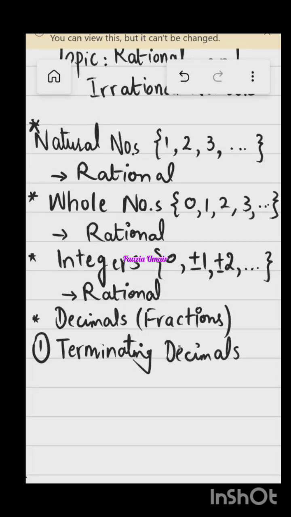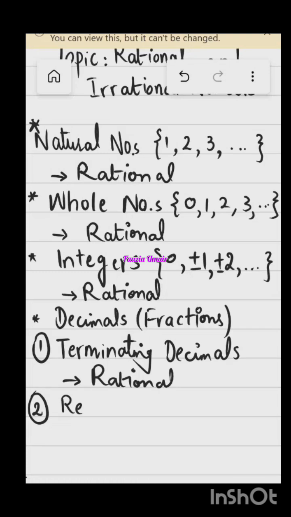So terminating decimals are rational numbers. You can list it in your notebook as well. Terminating decimals are rational numbers. Now the second type of decimal. Very good. Second type is non-terminating, but what is the specific type? Non-terminating and recurring decimals. Okay, first type was terminating, and terminating decimals are rational numbers. Second type is recurring decimals.